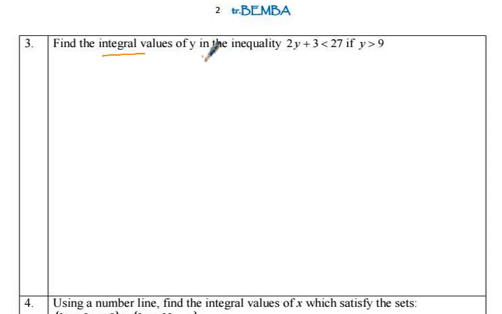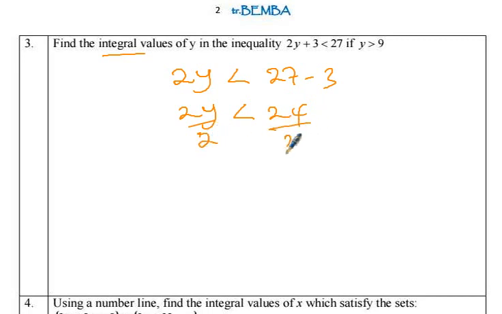Question 3, find the integral values, okay, from integers. Integral values of y in the inequality, and this is our inequality here. A nice one, if y is greater than 9. So here we need to state the values of y, or we can start by solving this. When you put like terms together, 2y will be less than 27 minus 3. So 2y is less than 24. Divide on both sides by 2. We have y is less than 12.